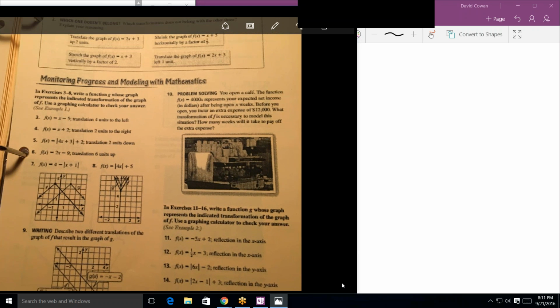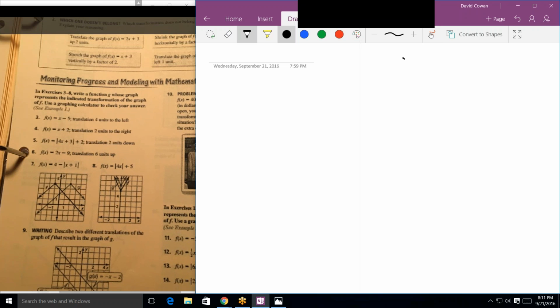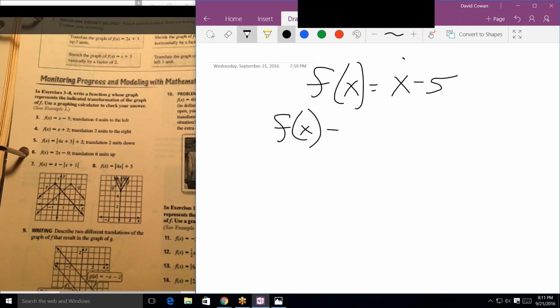There we go. So write a function whose graph represents the indicated transformation of the graph of f. Okay, so f of x is x minus 5, right? Yeah. So if I'm going to translate that 4 units to the left, what do I come up with? In other words, here's what I want to do. I want to do f of x minus, excuse me, I almost wrote it wrong. Wouldn't it be minus 9?